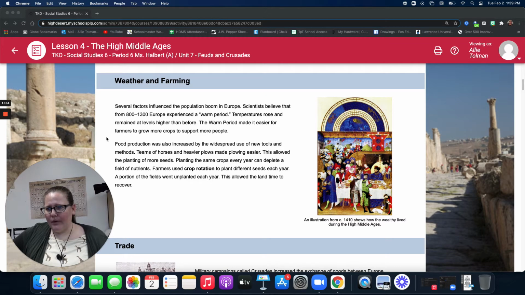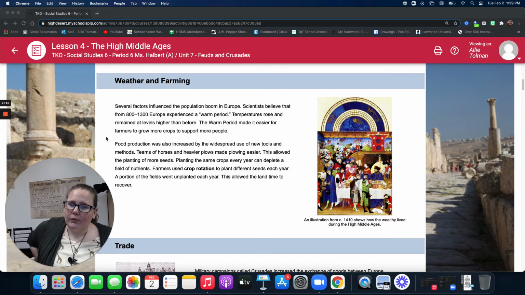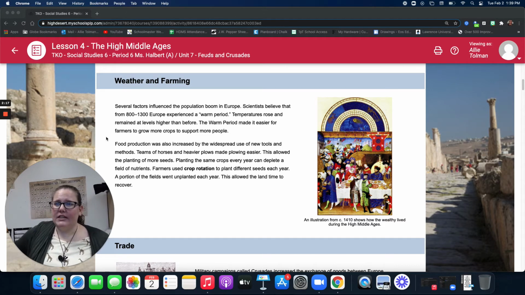The warm period made it easier for farmers to grow crops and support more people. The food production was also increased by the widespread use of new tools and methods. Teams of horses and heavier plows made plowing easier, and this allowed for the planting of more seeds. Planting the same crops every year can deplete a field of its nutrients. So farmers used crop rotation to plant different seeds each year in a portion of the fields, when unplanted each year. This allowed the land time to recover.